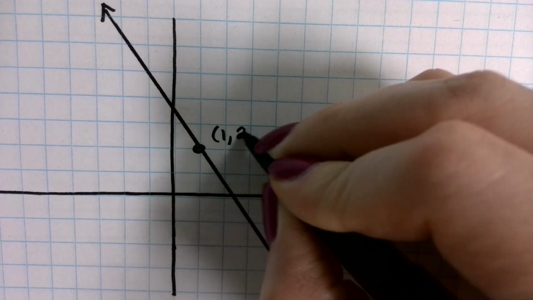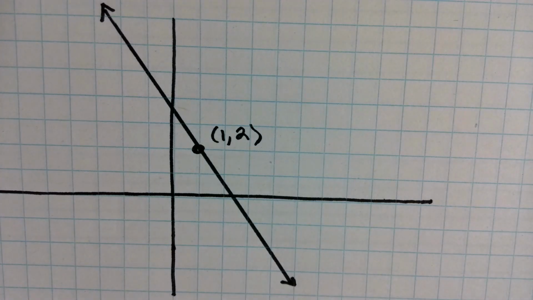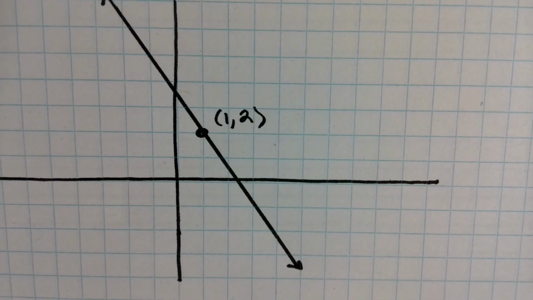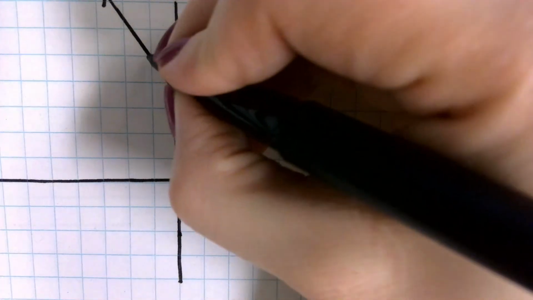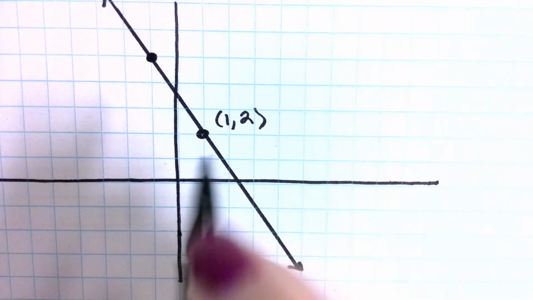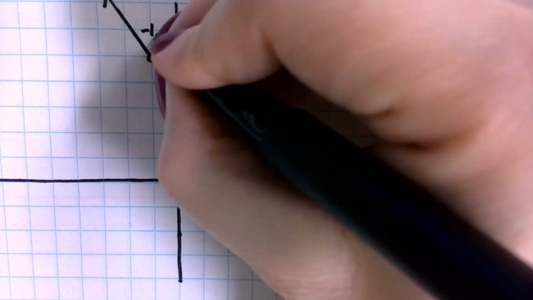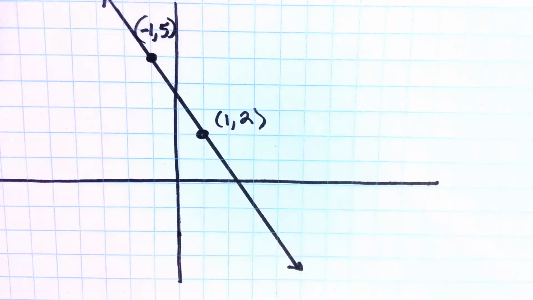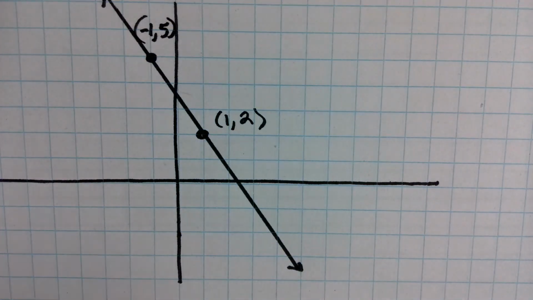Now I just need to pick one more point on here. Somebody tell me another point. Justin. -1, +5. Very good. That's right here. That's at a -1 and a +5. Okay, so I just needed those 2 points.